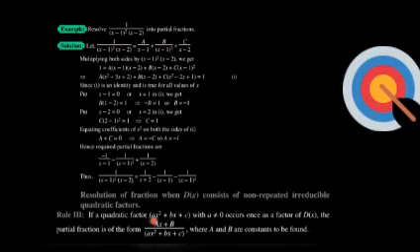If a quadratic factor ax square plus bx plus c, with a not equal to 0, occurs once as a factor of the denominator, the partial fraction is of the following form. It is case number 3.